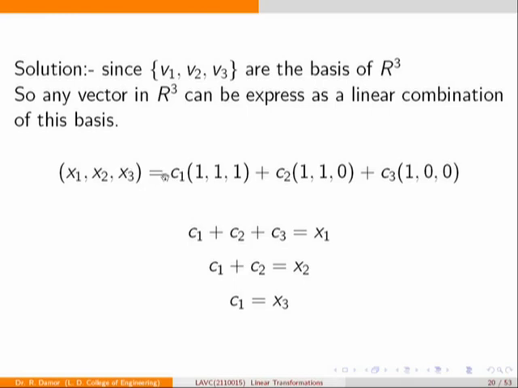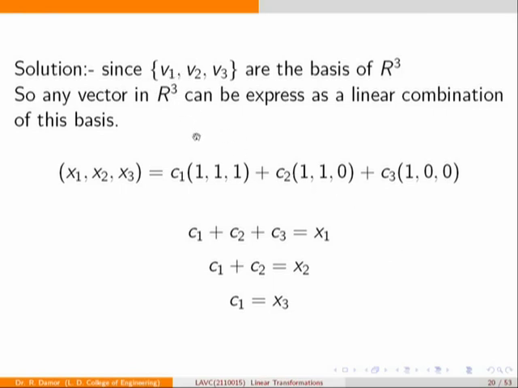Suppose I take the vector (x1, x2, x3). As v1, v2, v3 are the basis, this vector can be written as a linear combination of these three vectors: c1 v1 plus c2 v2 plus c3 v3, where c1, c2 and c3 are scalars. Clear? So this is the linear combination of the basis, and this is any vector (x1, x2, x3). Now how do I find this? I know the image of v1, which I have to put down as (1, 1, 1).